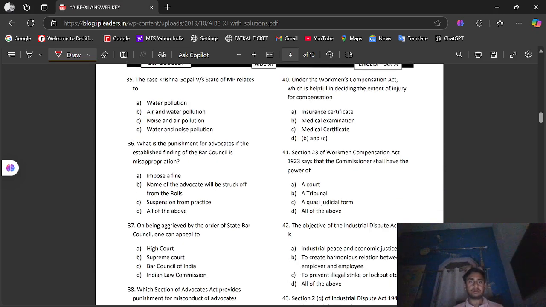Question number 35. The case Krishna Gopal versus State of MP relates to option A, water pollution, option B, air and water pollution, option C, noise and air pollution, option D, water and noise pollution. The right option will be option C, which is noise and air pollution. So the case Krishna Gopal versus State of MP relates to noise and air pollution. Question number 36.